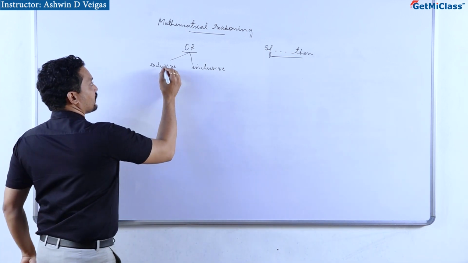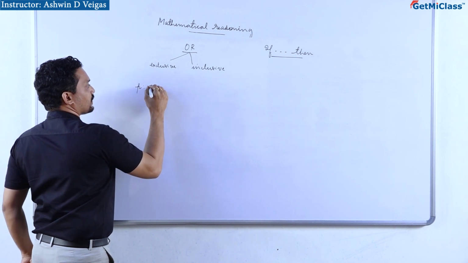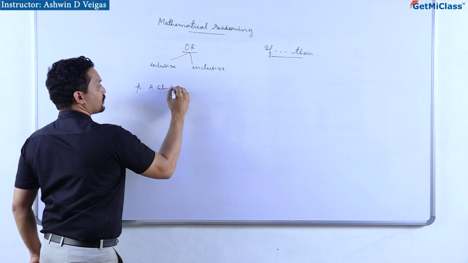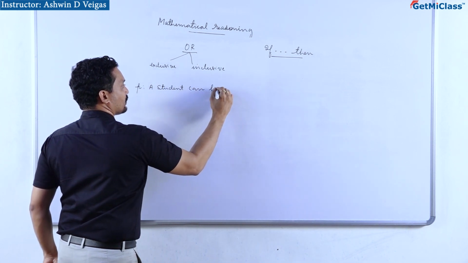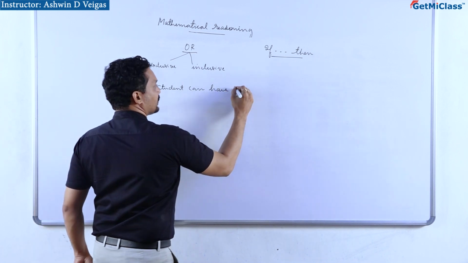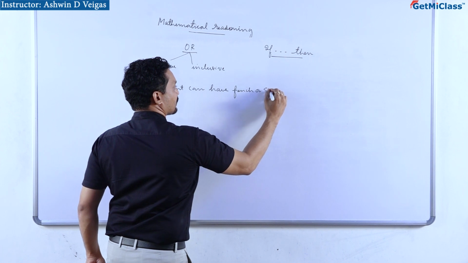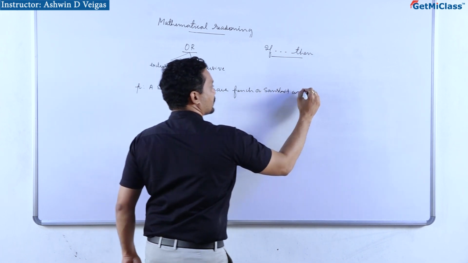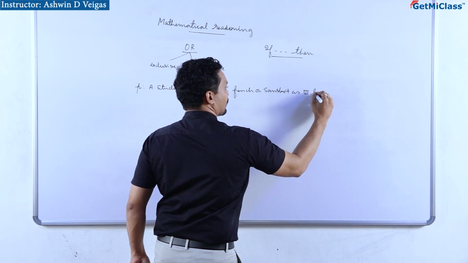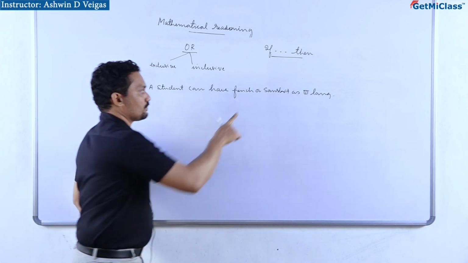Now, let us say I will take a statement P: a student can have French or Sanskrit as third language. Let us talk about this. This is or.